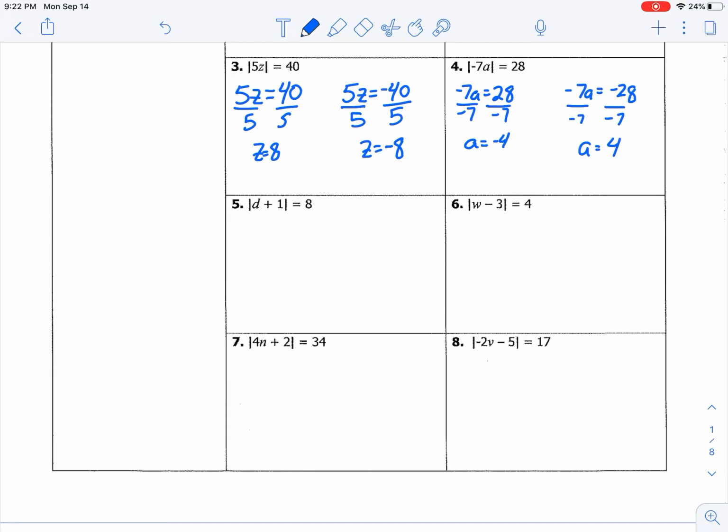So I know something is going to equal 8, and I know -8 is also 8 units from 0. That means that d plus 1 is going to equal 8, and d plus 1 is going to be -8. So we subtract 1 and get d is equal to 7. We subtract 1 and find out that d is equal to -9.